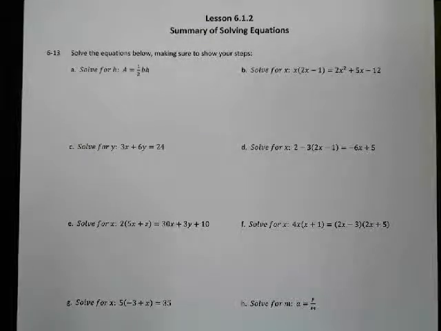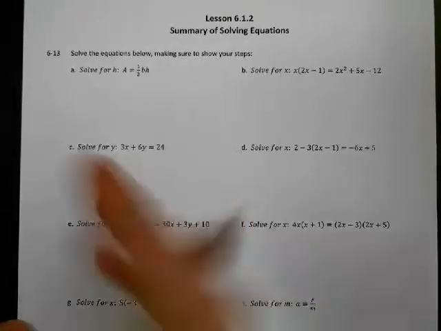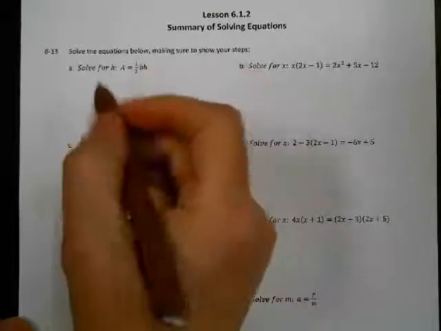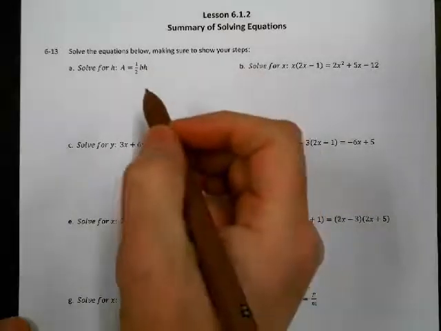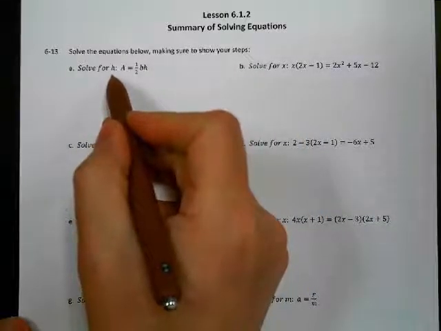So we're just going to do a review, kind of a summary of what you should be able to do so far based on the last lesson and everything we've done so far in this unit. So here we go. We're going to solve these for each of the variables. Pause if you haven't done them before. So for A, we're going to solve for h.